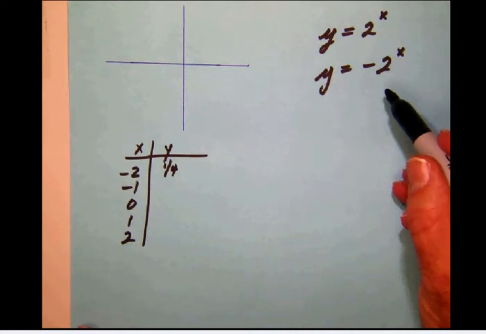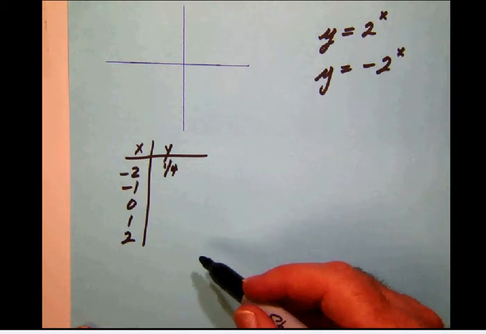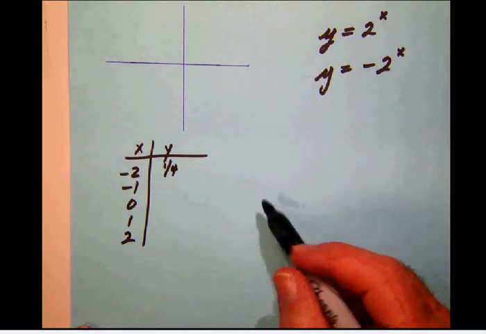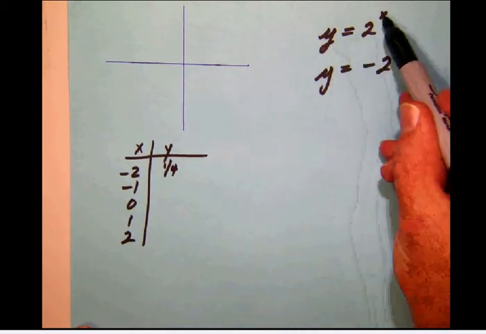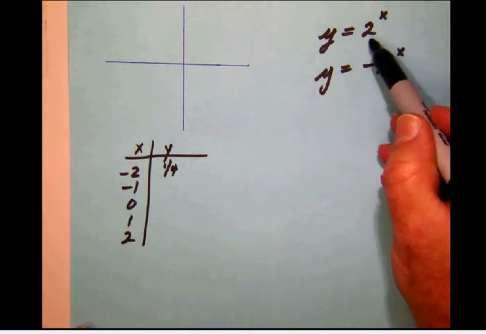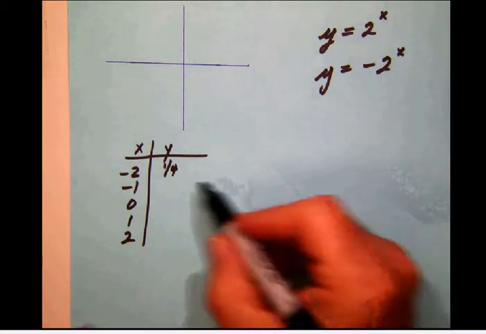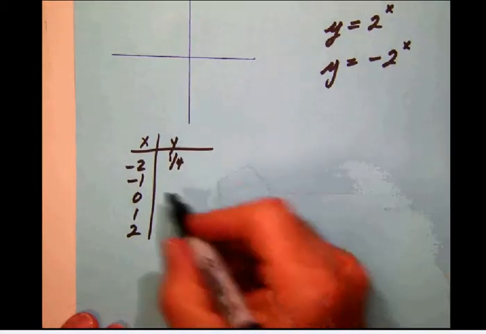So let's go through here first time and just kind of plug and chug like we basically learned in Algebra 1. We'll take negative 2 as our x value. Well, that would be 2 to the negative second power. So 2 to the negative second, that would be the reciprocal of 2 to the second. 2 to the second is 4, so 1/4. Likewise, 2 to the negative first would be 1/2.